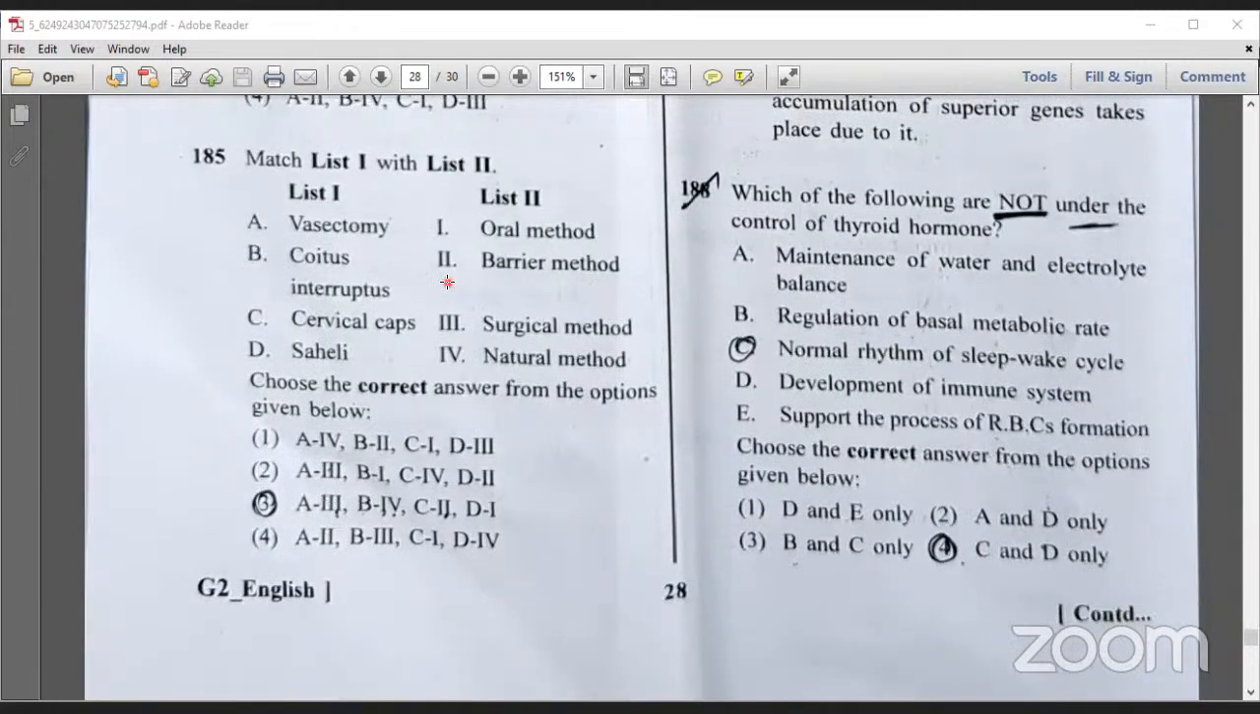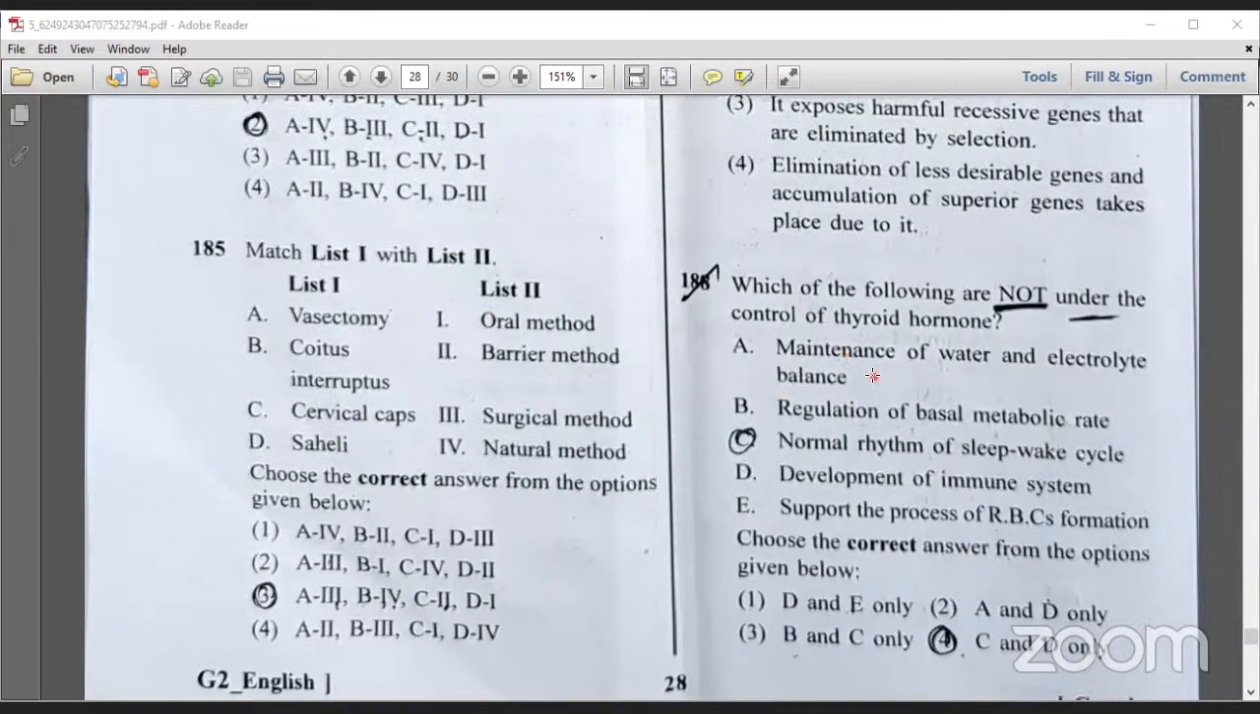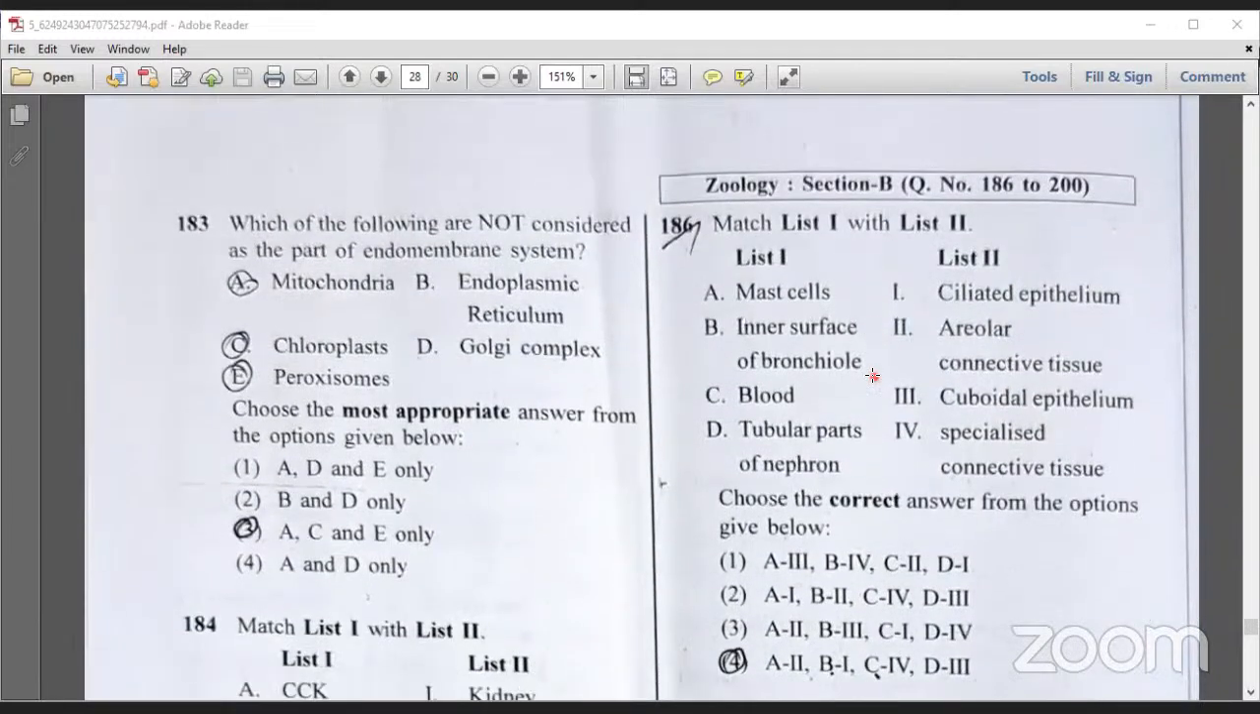And 185, we are supposed to match the contraceptive with its method. When we talk about vasectomy, it is a surgical method. Coitus interruptus is a natural method. Cervical cap is a barrier method. Saheli is an oral method. And 186 to 200, 15 questions will be there. You're supposed to write 10.